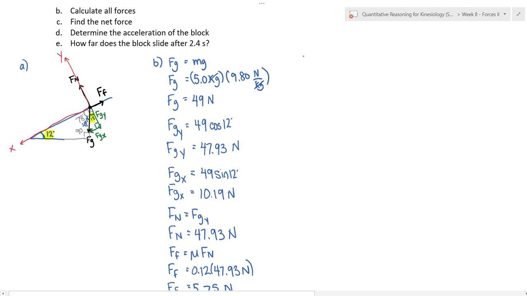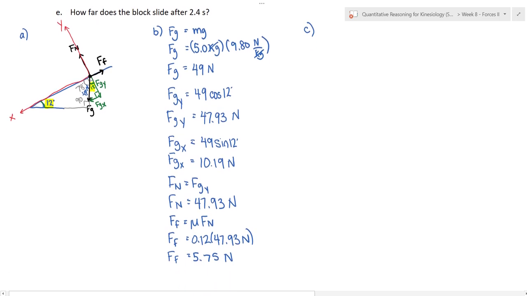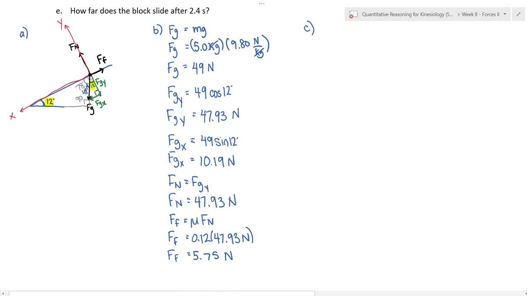Find the net force. All right, so which direction is going to have a net force acting on it? The x direction or the y direction? We've already said that in the y direction, the forces have to cancel each other out because the object is not accelerating in that direction at all. It's not even moving that way. So we know that the net force is only going to be in the x direction.